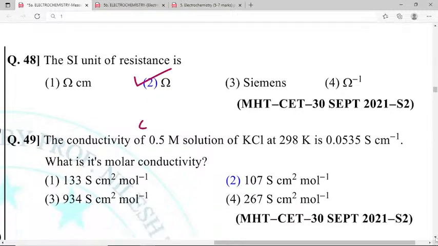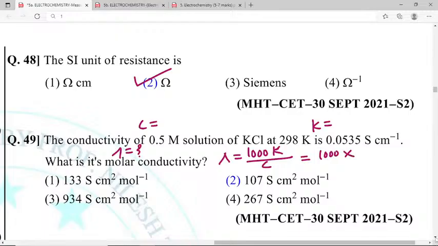The concentration C is given as 0.5, for KCl. Conductivity K is also given. What is the molar conductivity? Lambda we have to calculate. Molar conductivity is equal to 1000 K by C. Substitute the values: 1000 multiplied by 0.0535, and this whole divided by C, 0.5. We get the answer 107.